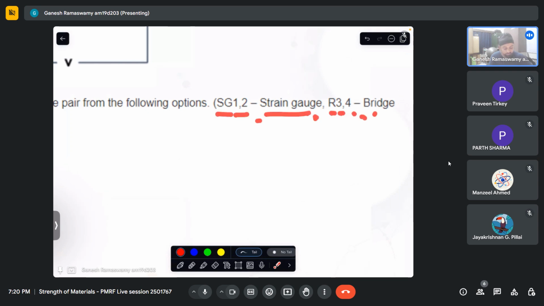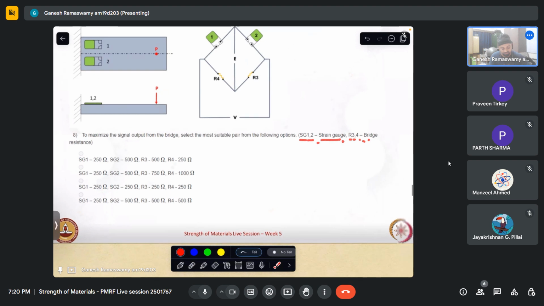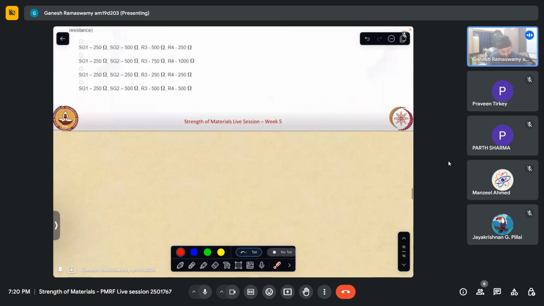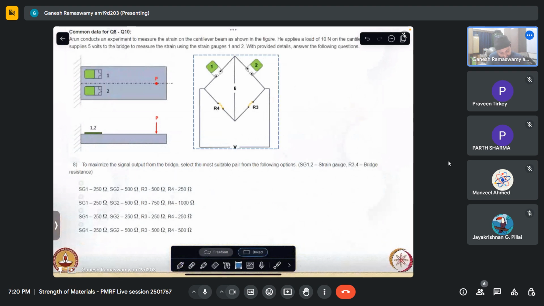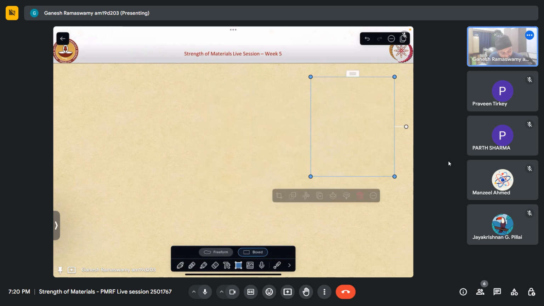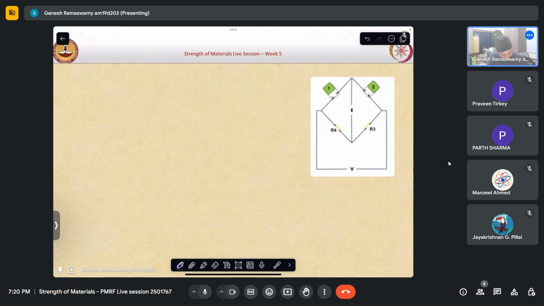Okay, I'll just slightly explain this, not in much detail. I'll just show you how the formulation comes about. So if this is the strain gauge, let me call this R1 for now. Let me call this R2 for now. R3 and R4 are anyway there. Let this be A, B, C, and D. Now voltage across BD is my output voltage. That is E.